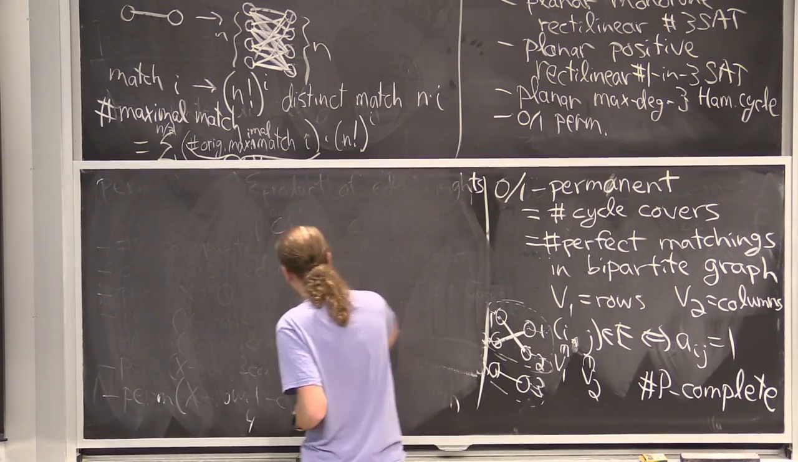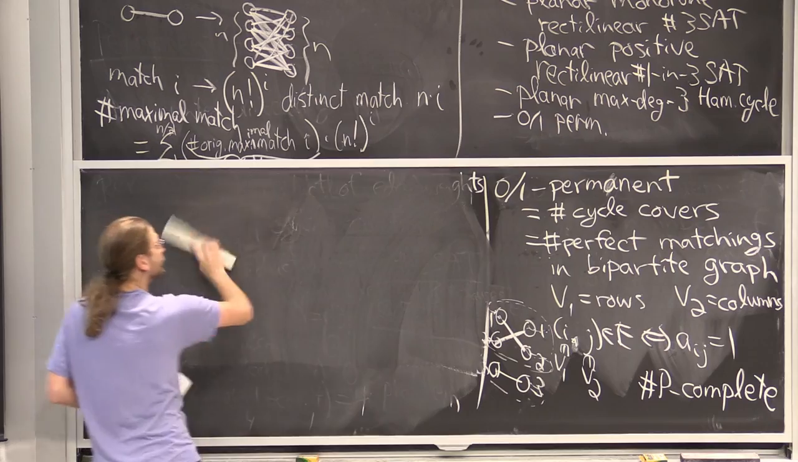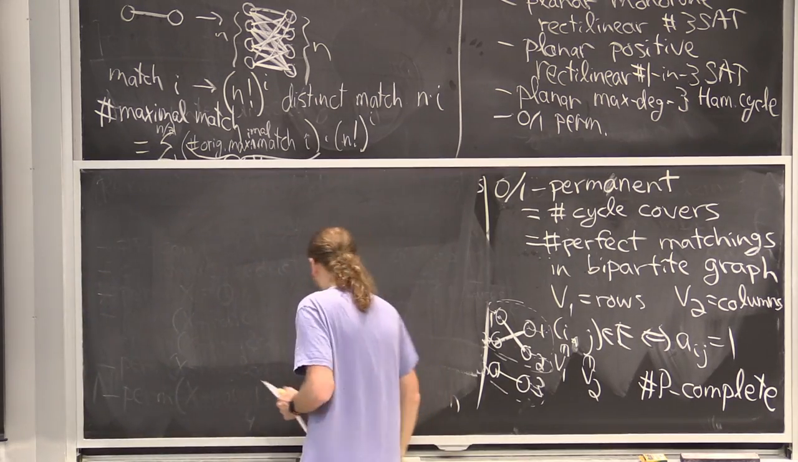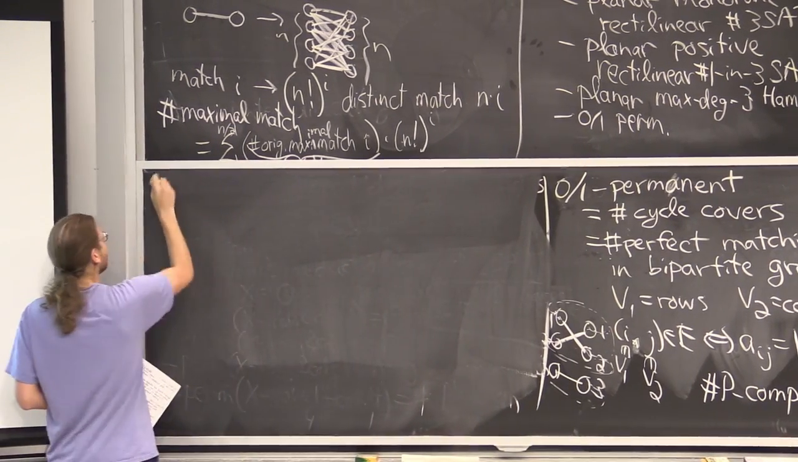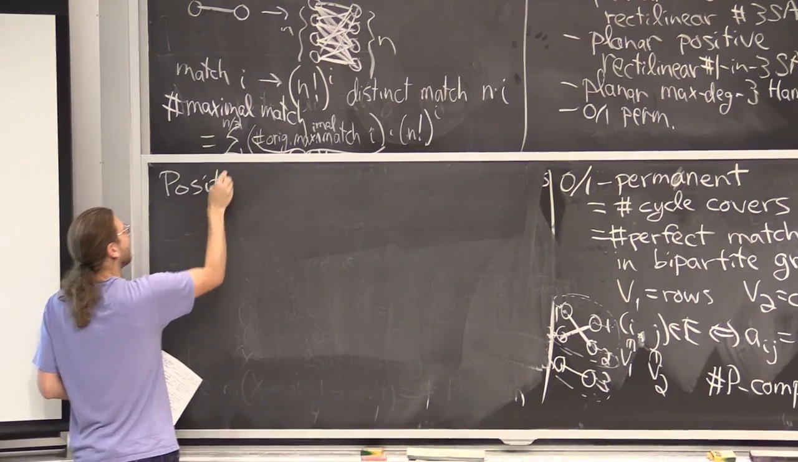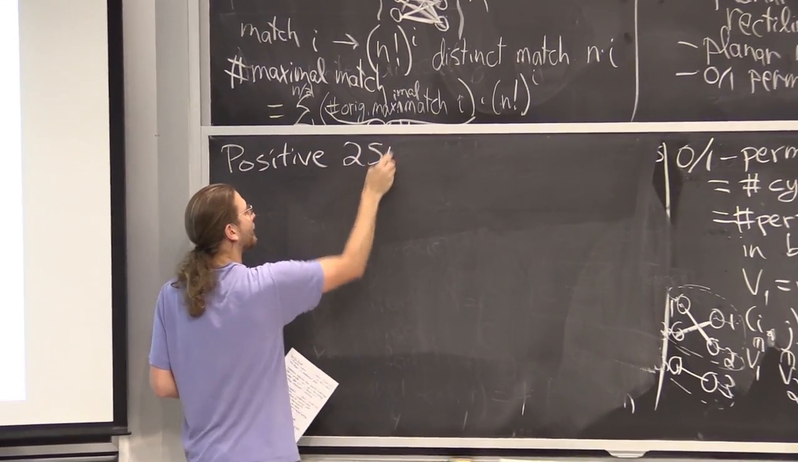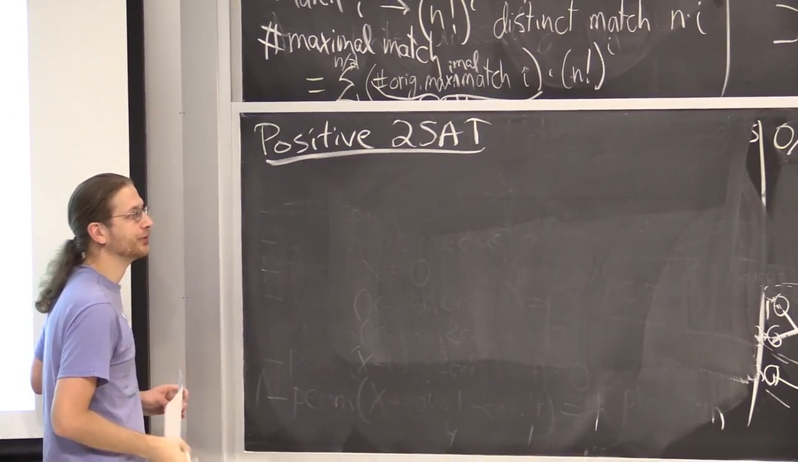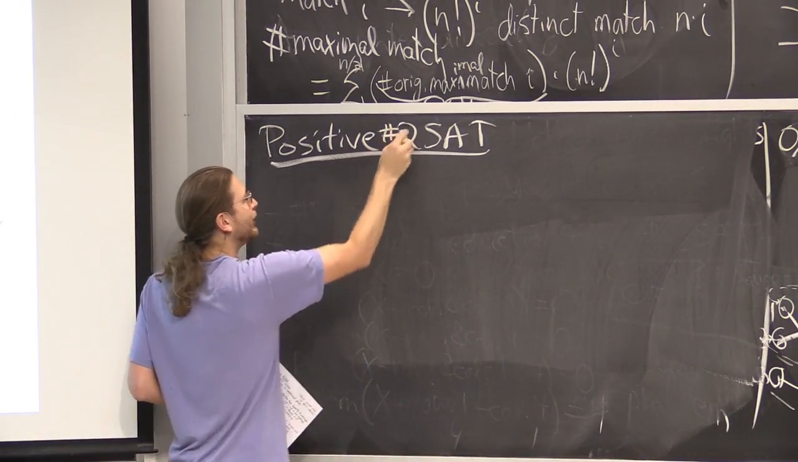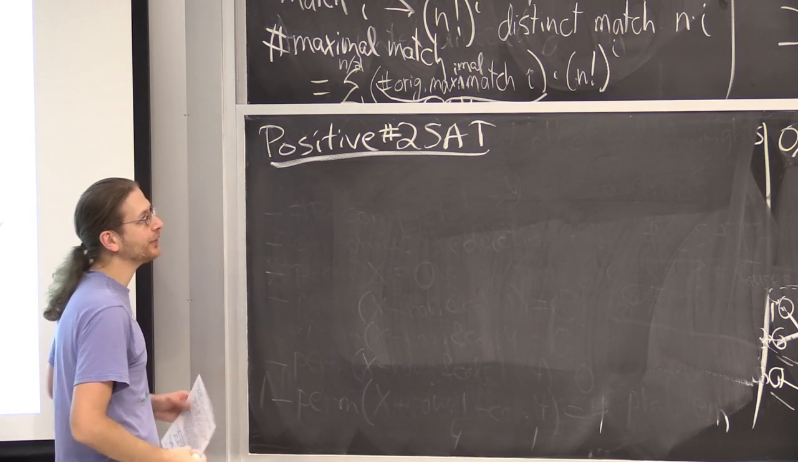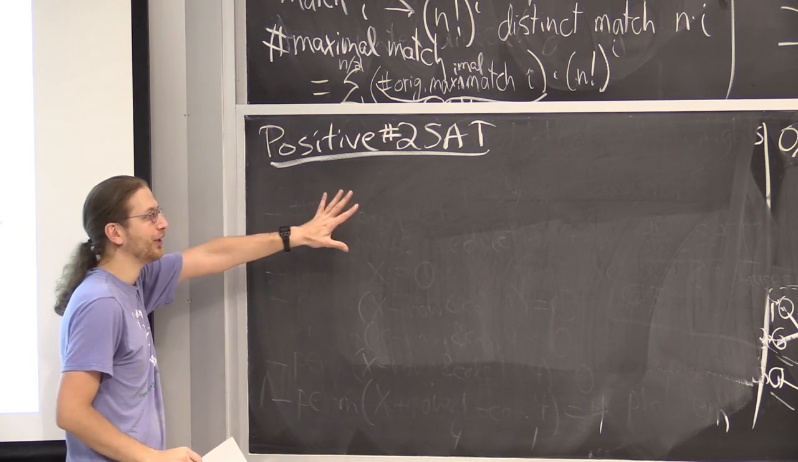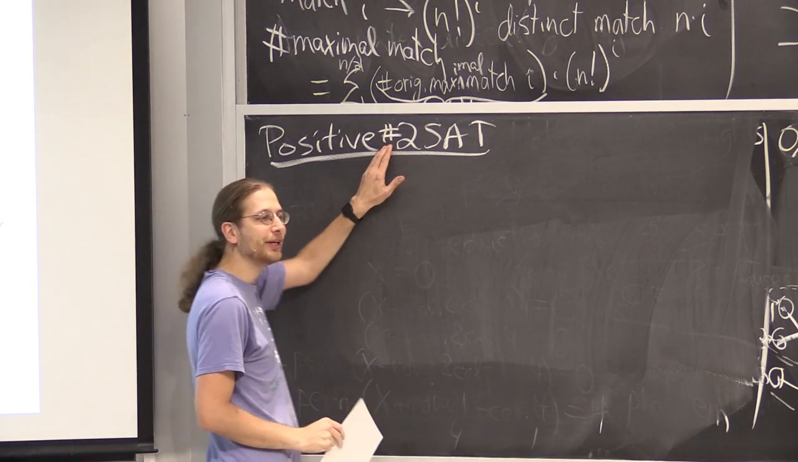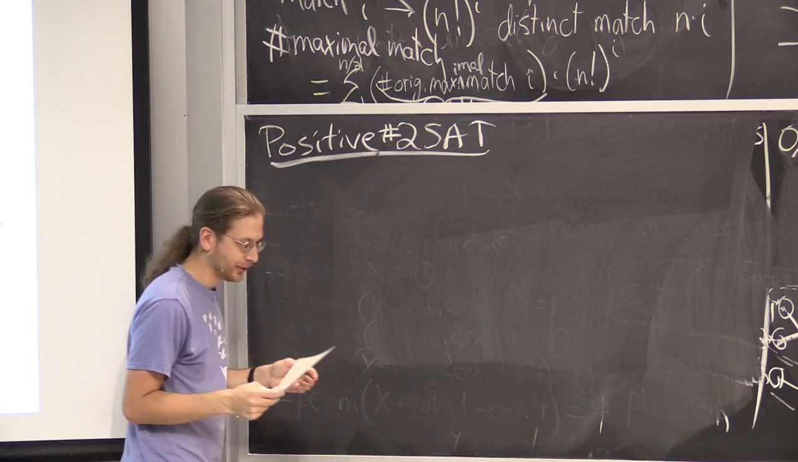We have all these versions of SAT which are hard, but in fact, there are even funnier versions like positive 2SAT. Positive 2SAT is really easy to decide, but it turns out if I add a sharp, it is sharp P complete. This is sort of like max 2SAT, but here you have to satisfy all the constraints, but you want to count how many different ways there are to solve it.